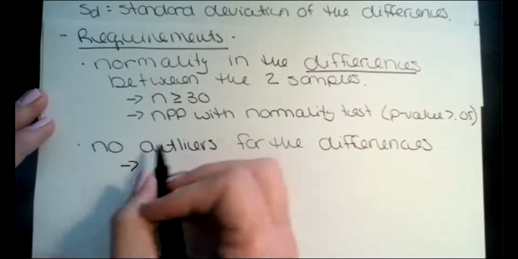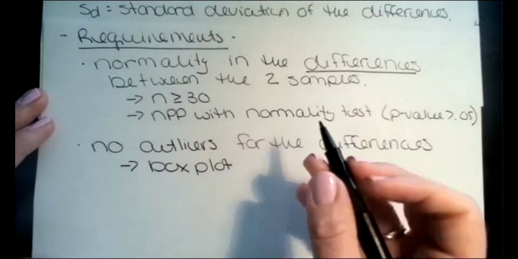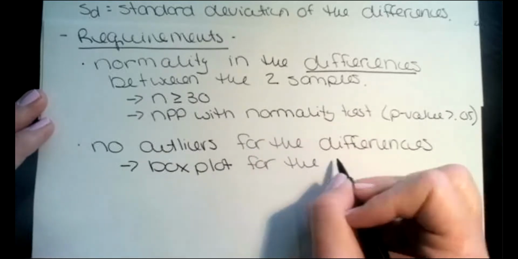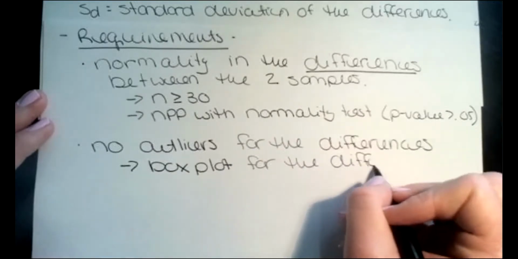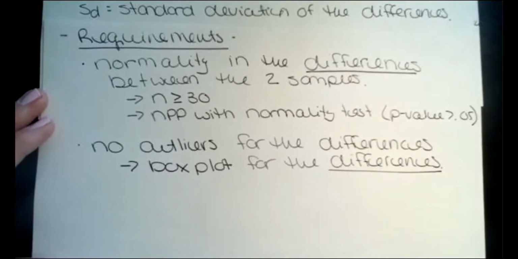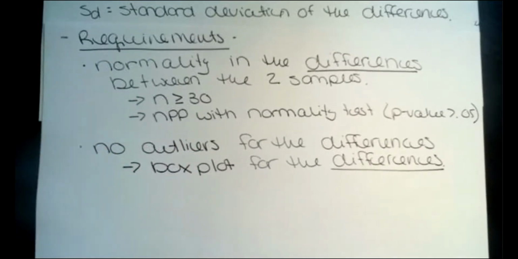So we will build a box plot for the differences. This is the one where we're going to make a new column and we can check our requirements. Okay, I will show you how to do this in MATLAB. It's just a few steps you have to take before you can run these tests, but nothing too tricky.